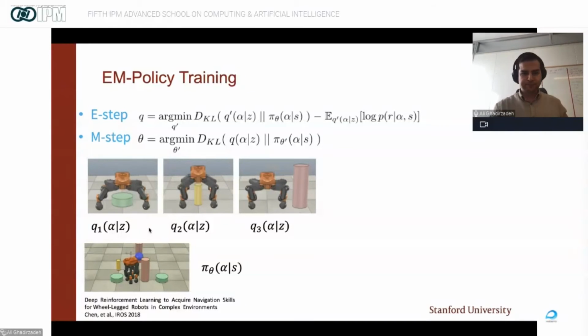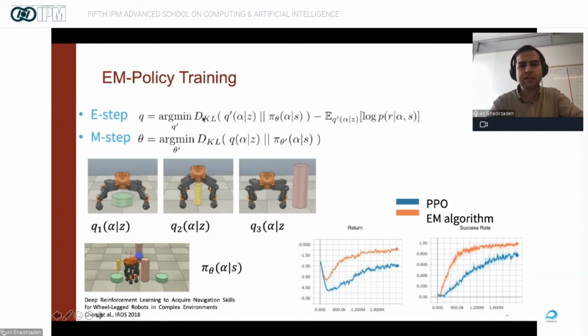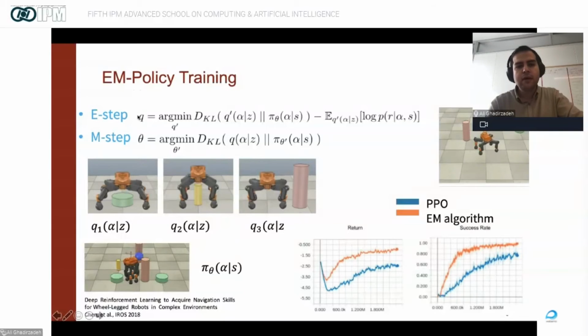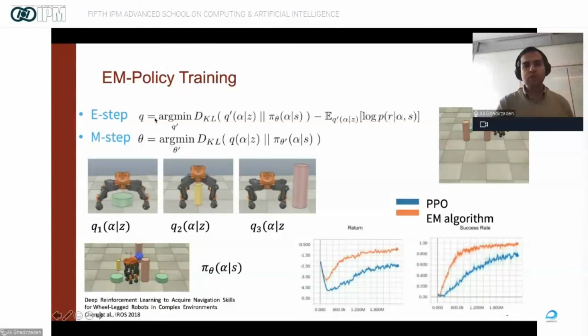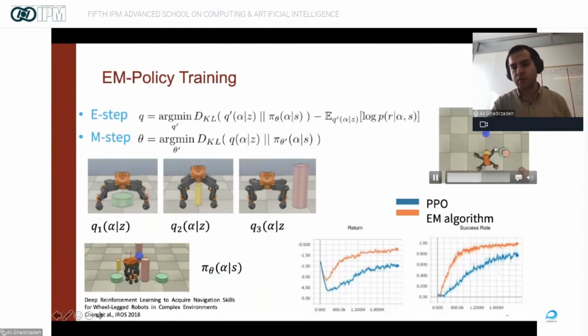Again, here we're going to use the exact same EM policy training, but this time, what we do differently is that in the E step, instead of having only one variational policy, we're creating three variational policies. Each of these variational policies is trained to learn a different kind of behavior, as in these three examples. And in the M step, we combine all these different skills to learn the deep policy. This is the performance of the deep policy.